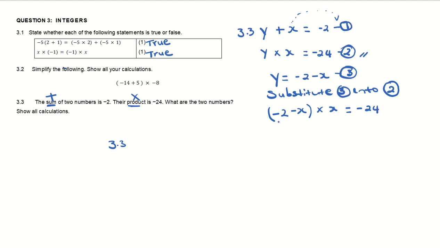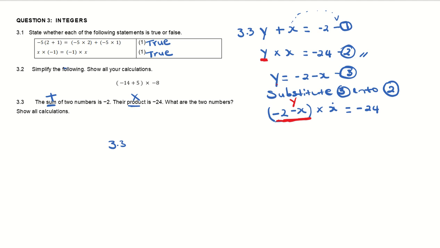What I did here, okay, let's get that in a different color. This piece here is just our y, okay? As given here, it's minus 2 minus x. We just put, this is all y. So we have y multiplied by x is equal to negative 24. So that we know that we didn't change the equation, okay?